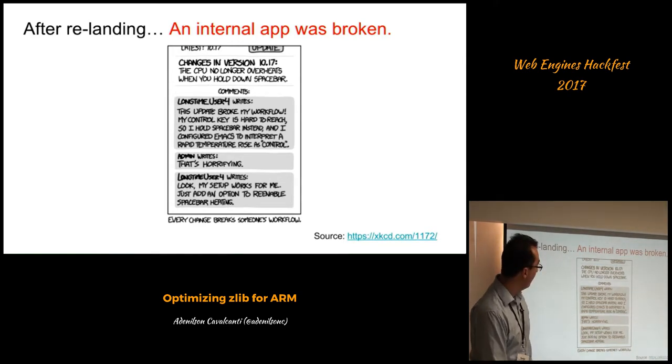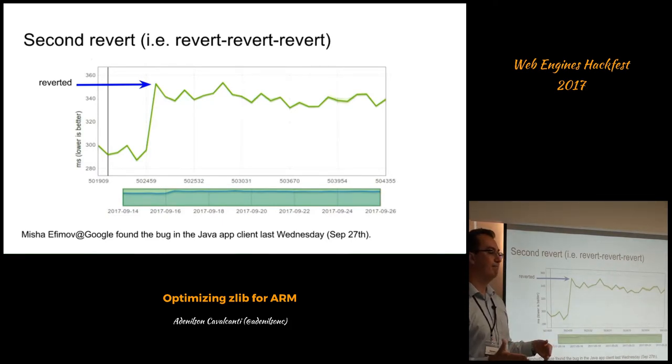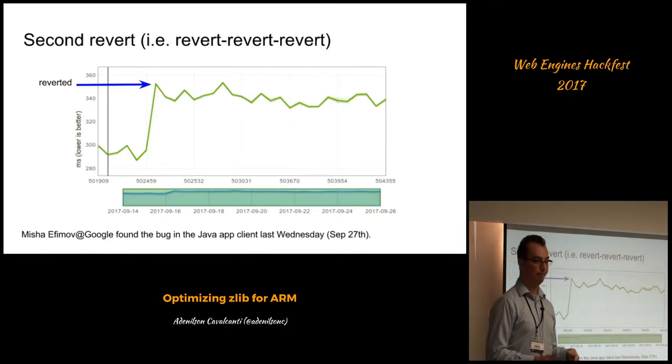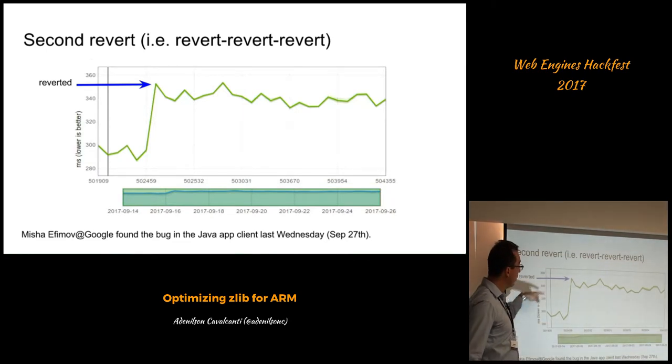But I would say the good news is that Misha Efimov from Google found the bug was inside of the Java app. Basically, they were relying on some undefined behavior, which changed with the optimization. So this was when the code was reverted. On this specific plot, we had about 300 milliseconds for the decoding. The code was reverted, but it took almost 360.